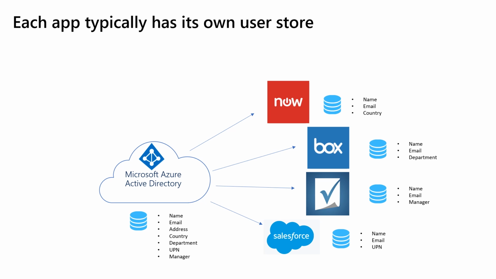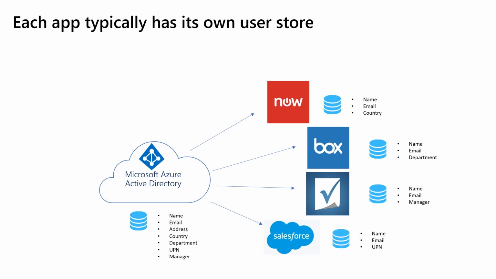or the user store. So here in this particular example, it's a ServiceNow, Box, Smartsheet, and Salesforce application, but each application has its own user store, and each application requires a different kind of attribute from the user. Here in ServiceNow, it's asking for name, email, and country, whereas the Box application asks for department as one more extra attribute along with name and email. In Smartsheet, you can see it requires a manager as an attribute, whereas Salesforce requires UPN.